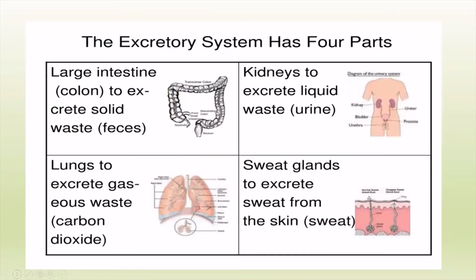So let me tell you about the four main parts of the excretory system. The first is the large intestine, which excretes solid waste, the feces. Then the kidneys, which excrete liquid waste, which is the urine. Then the lungs excrete gaseous waste, the carbon dioxide. Then the sweat glands excrete sweat through the skin.